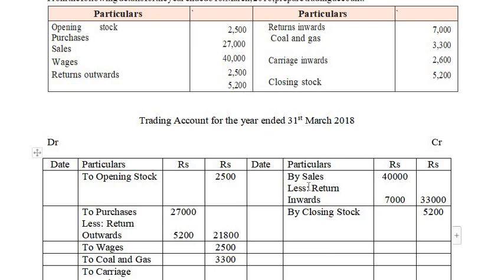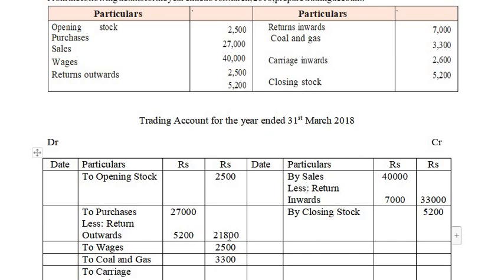So by sales. Sales is the income, so I am writing it on the credit side: sales less return inward, sales return, that you have to subtract. Then write the balance amount in the outer column. That is 40,000 minus 7,000, which is 33,000. Then the closing stock is given in your question, 5,200. It's mandatory that you write the closing stock on the credit side.